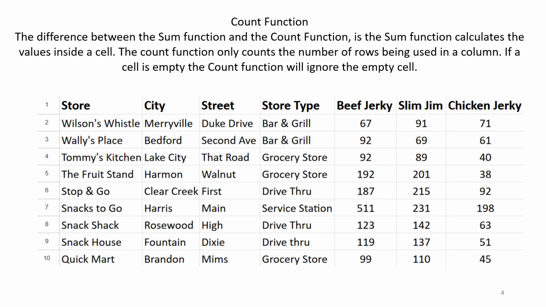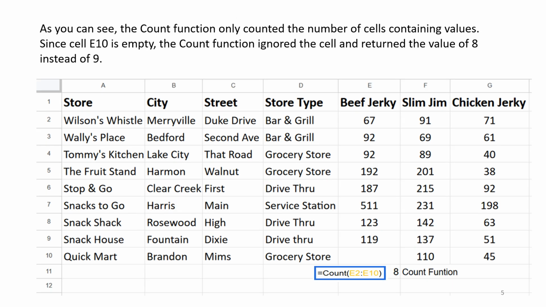The difference between the sum function and the count function is the sum function calculates the values inside a cell. The count function only counts the number of rows being used in a column. If a cell is empty, the count function will ignore the empty cell. As you can see, the count function only counted the number of cells containing values. Since cell E10 is empty, the count function ignored the cell and returned the value of 8 instead of 9.